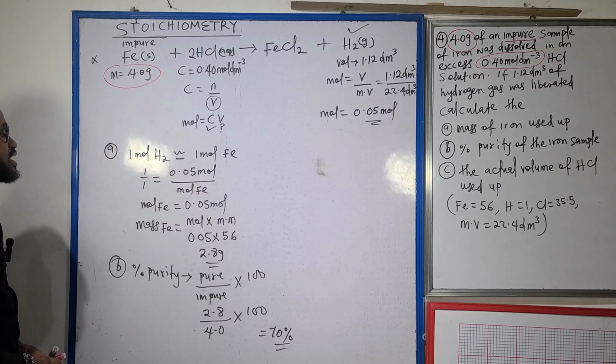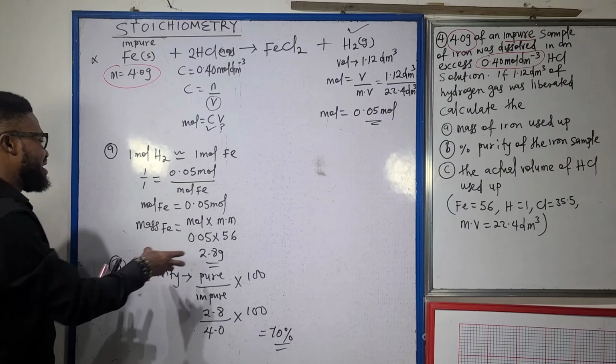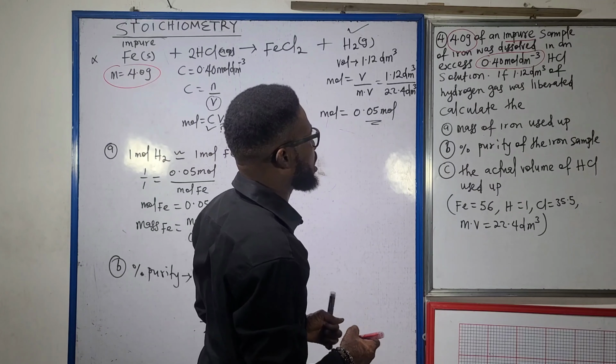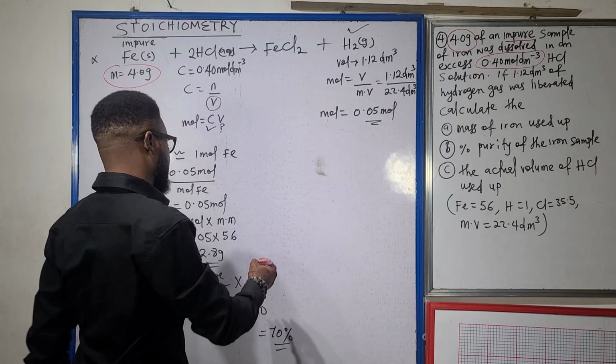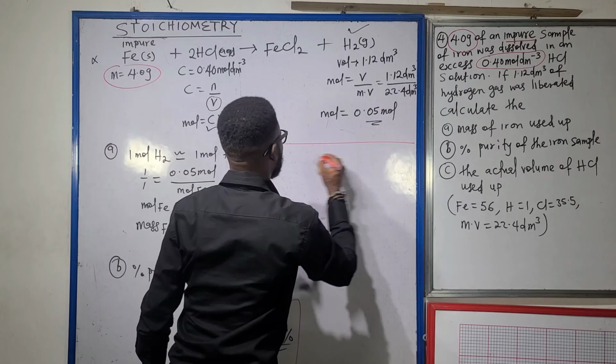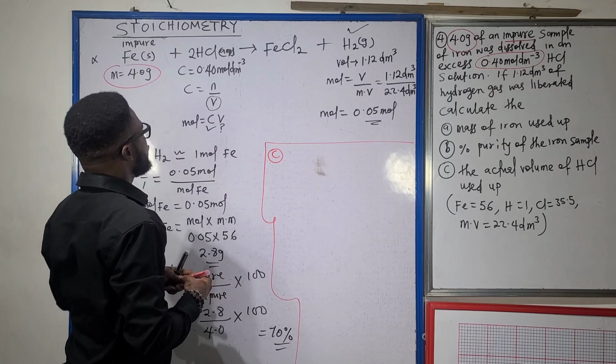So that is the percentage purity. The pure substance is what actually took part in the reaction. And moving on to C, we were told to calculate the actual volume of HCl.